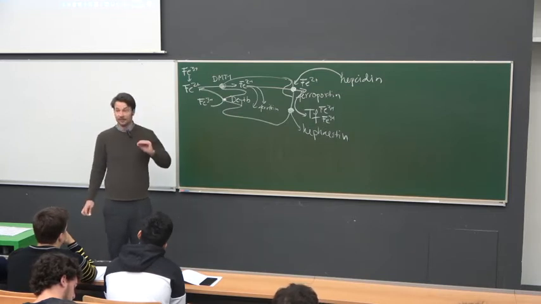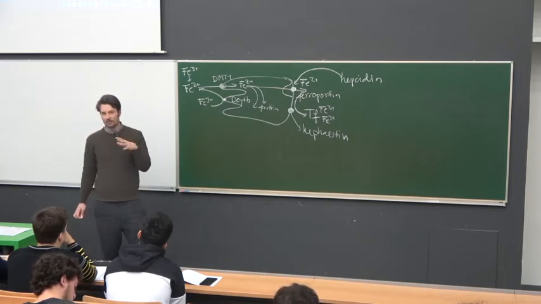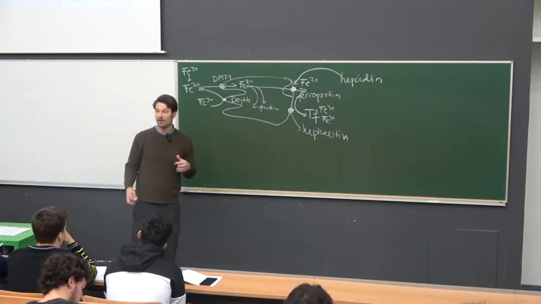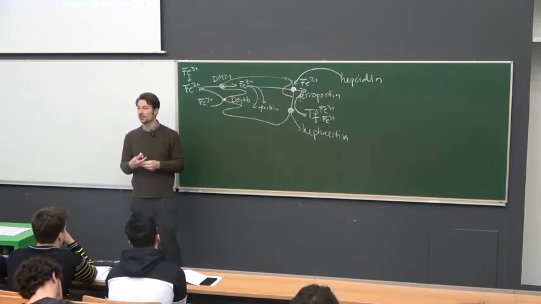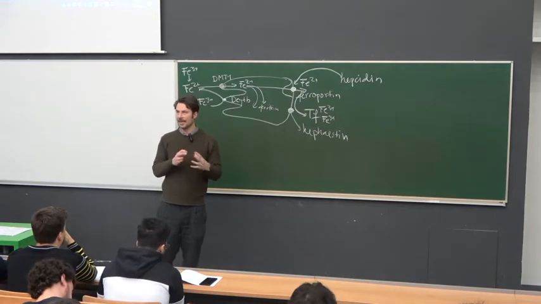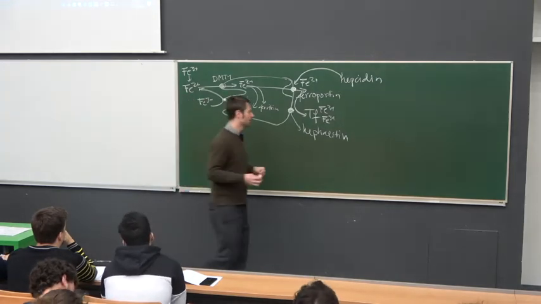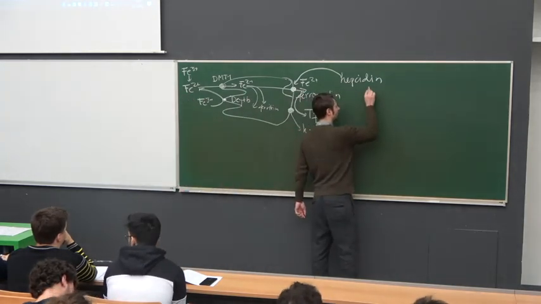Now with hepcidin, I said that there are several conditions where we have iron overload. One of these conditions, which is or can be hereditary, is called hemochromatosis, and it's connected to hepcidin.